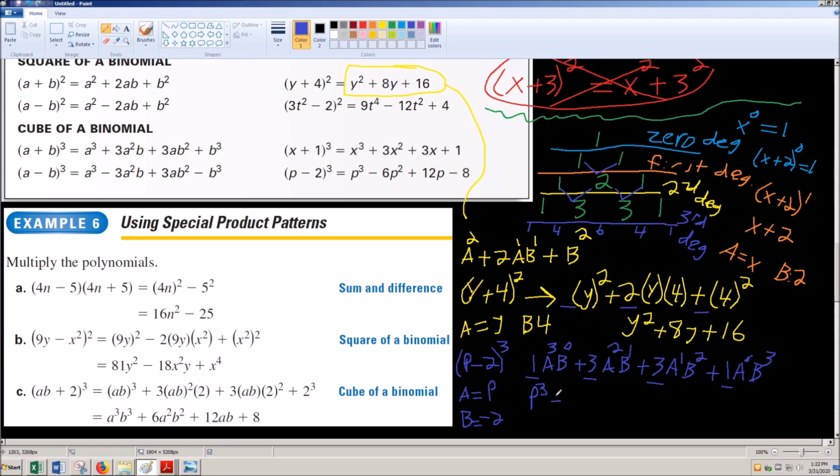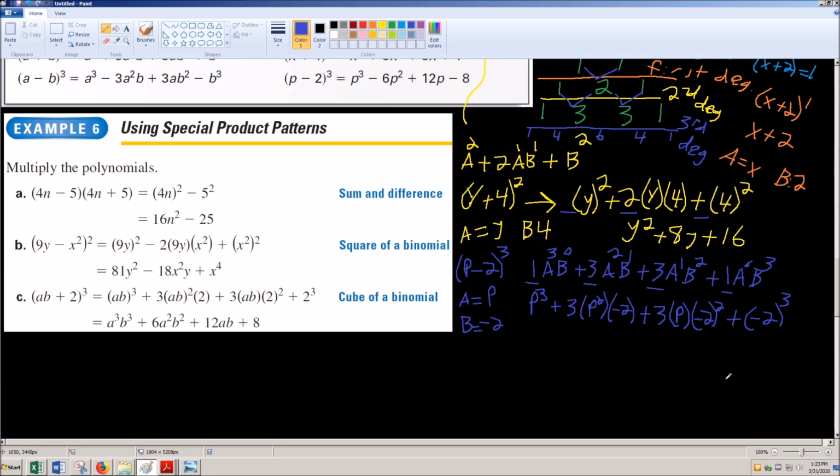Okay, so p cubed plus, now I get 3 times my p value squared times, now my b value here is negative 2. Plus, now here I've got a 3 for my constant, p to the first, and now here I've got negative 2 squared. And then last but not least, I have plus 1, so I'm not going to write the 1. A value to the 0 is 1 again, and then b value here I got negative 2 to the third. So let's scroll down just a smidge more here and finish out this problem.